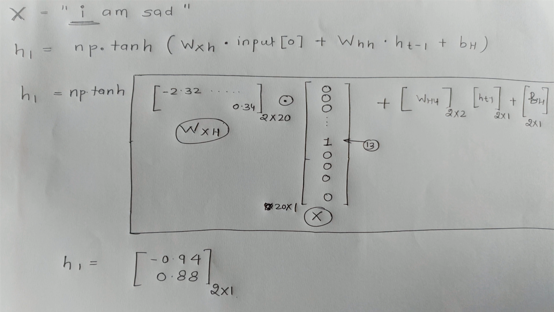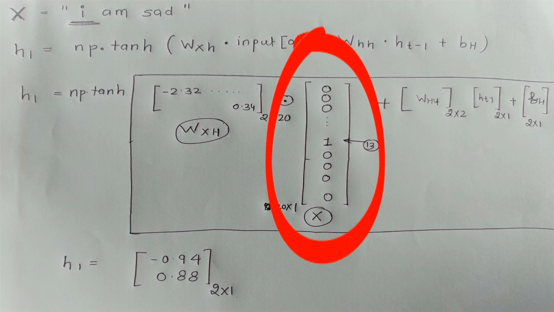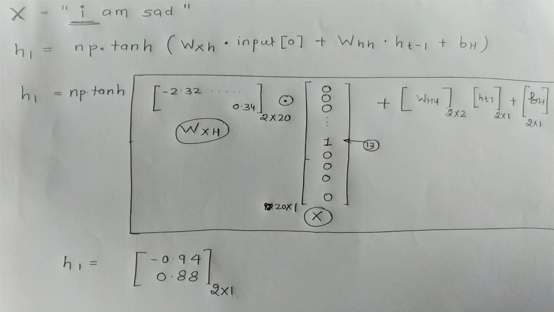In the first instance, when my word is "I", my X matrix that you see here is essentially a one hot encoded matrix with 20 rows and 1 column. 19 values would be zeros and only one value located at location 13 would be 1. My WXH would be the same.